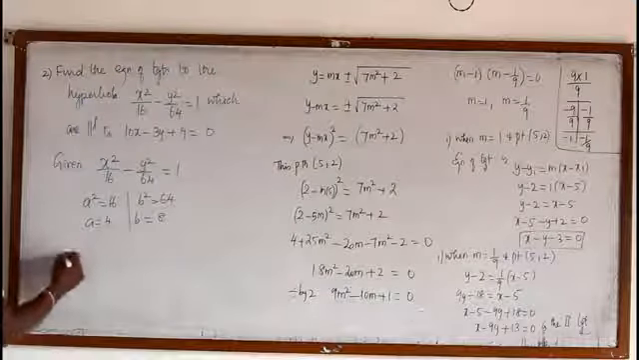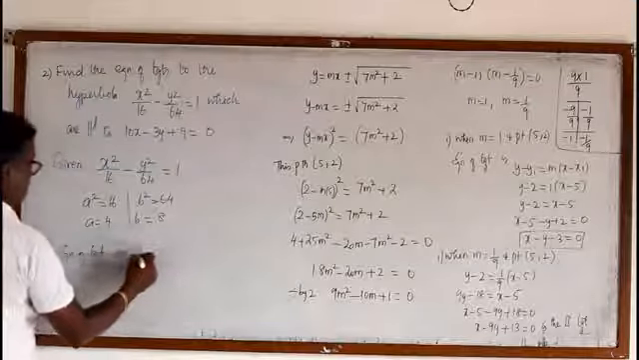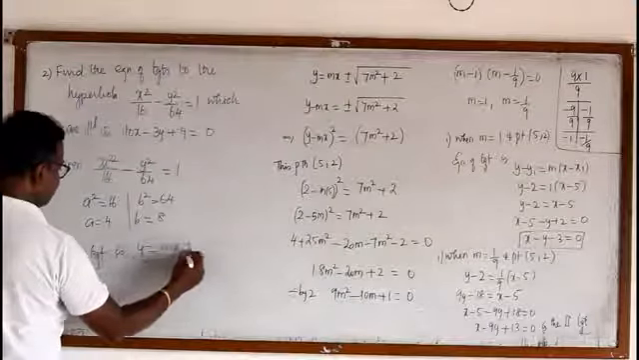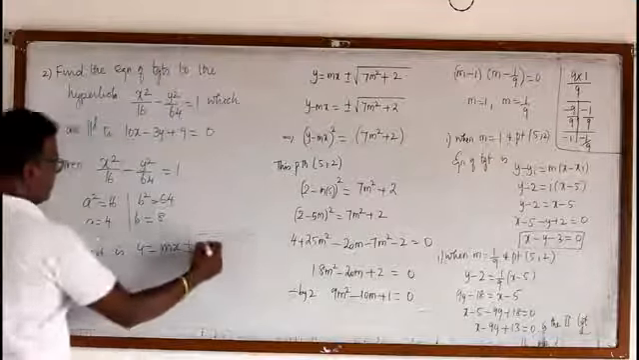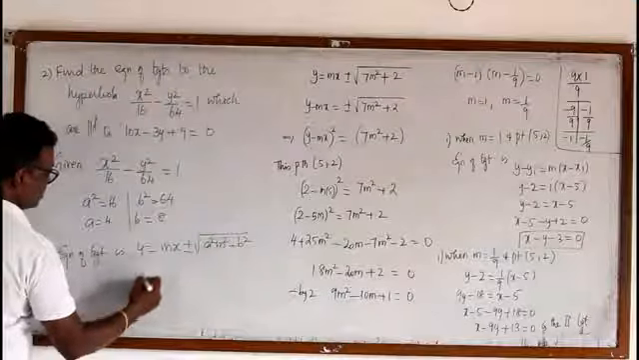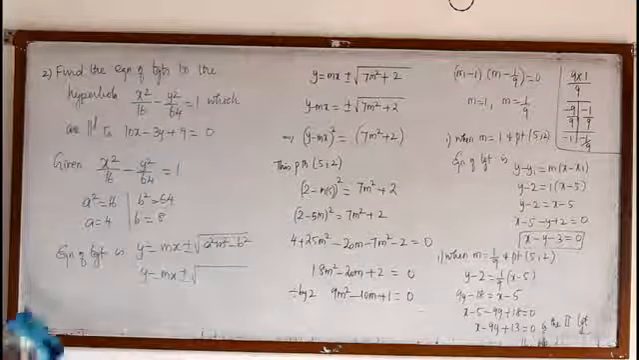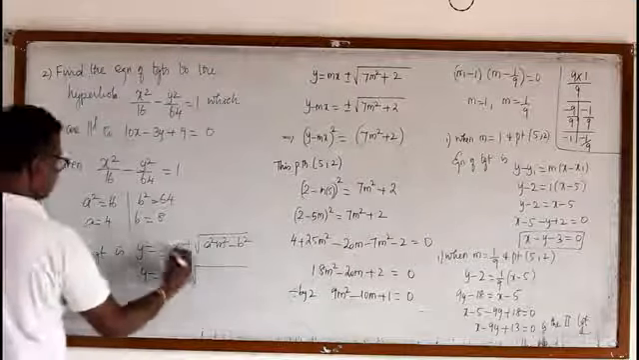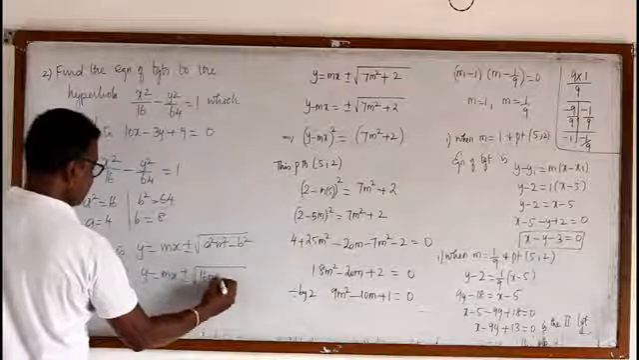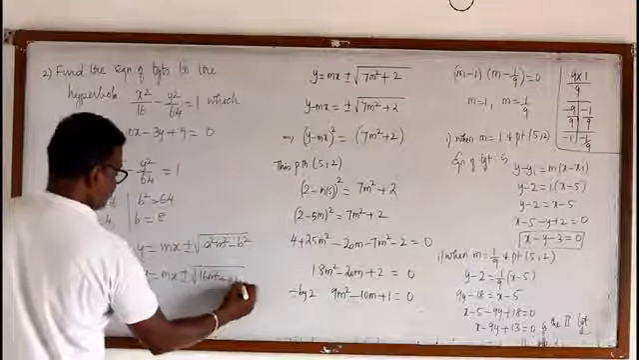Now, equation of tangent is y = mx ± √r. For a hyperbola, y = mx ± √(a²m² - b²). a²m² is, a² is 16, m², minus b² is 64.